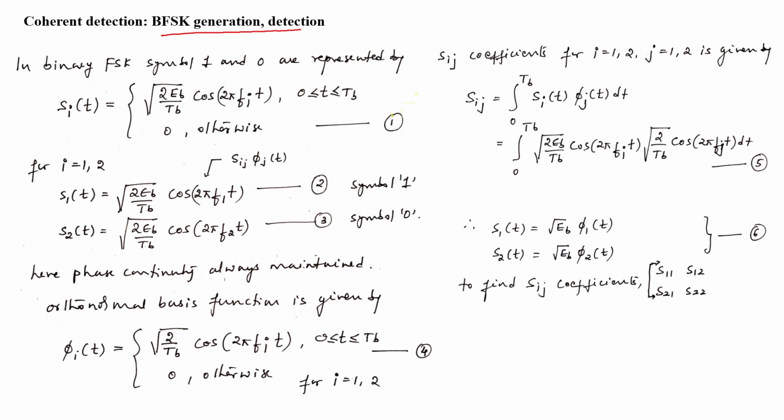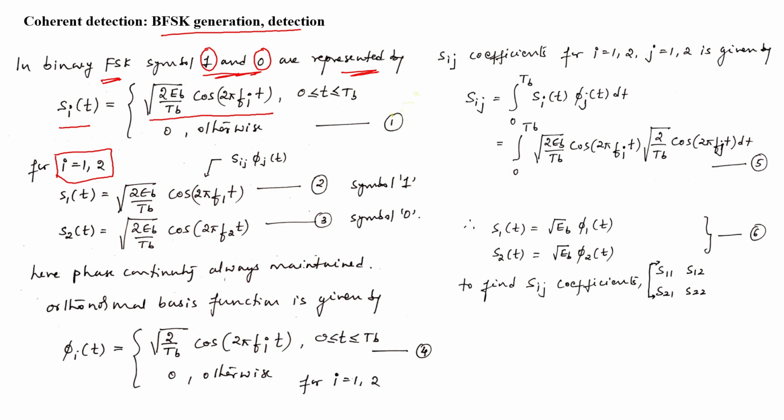BFSK generation and detection, that is binary frequency shift keying, generation and detection. So in binary frequency shift keying, binary symbols ones and zeros are represented by the equation as shown. Si of t is given by square root of 2Eb by Tb cos 2 pi fi t. So here two signals we are transmitting, to represent binary 1 and binary 0. Therefore, i takes the value 1 and 2 here.